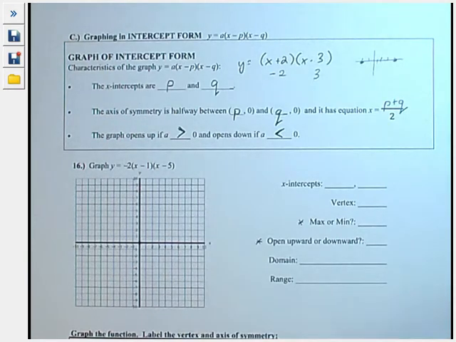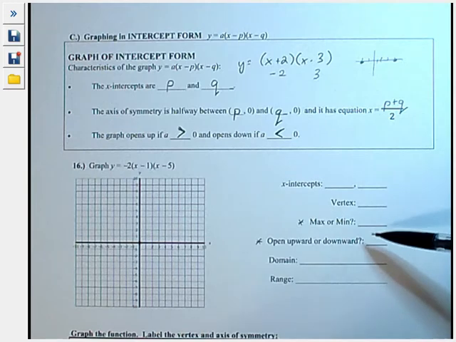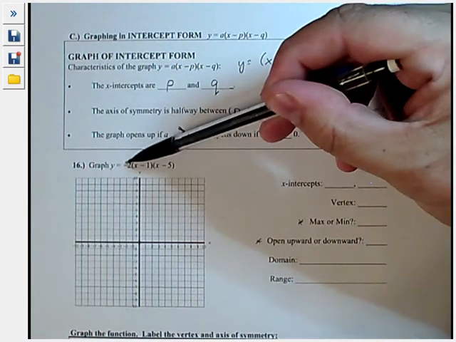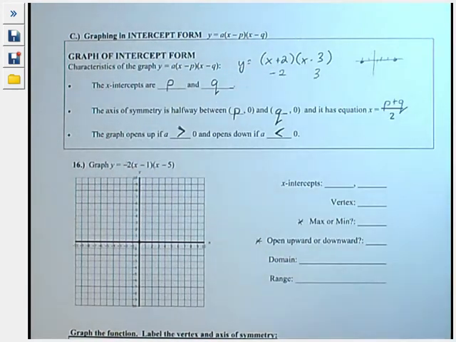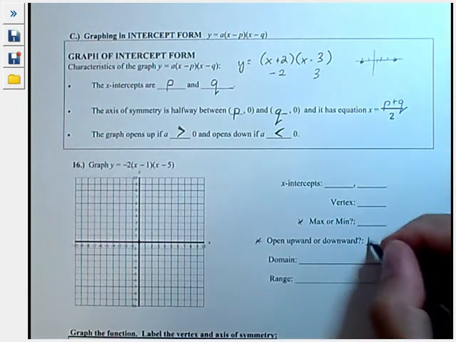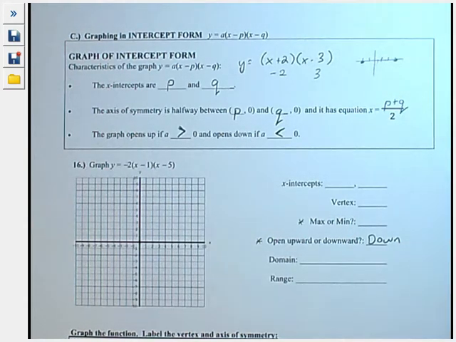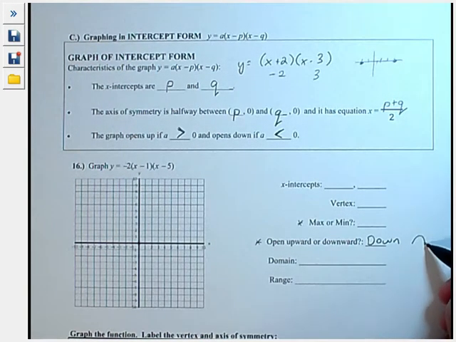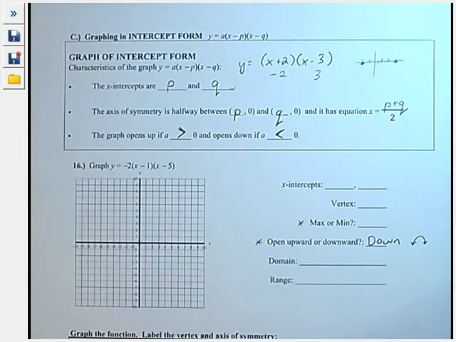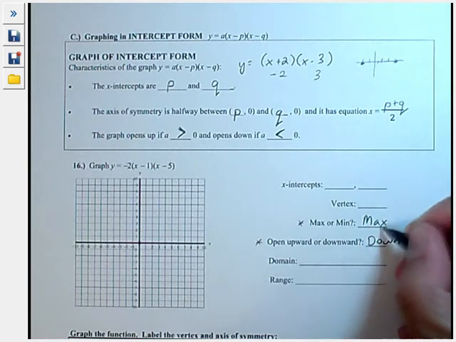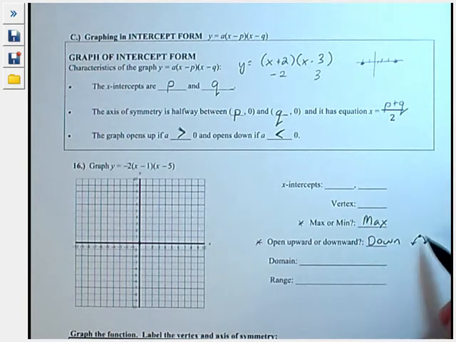The one piece that tells us if this is going to open up or down is right here. That negative 2 tells us that it is going to open down. Because it opens down, it looks like this. Then that makes this part right here, the vertex, a maximum. That is the highest point on this parabola.